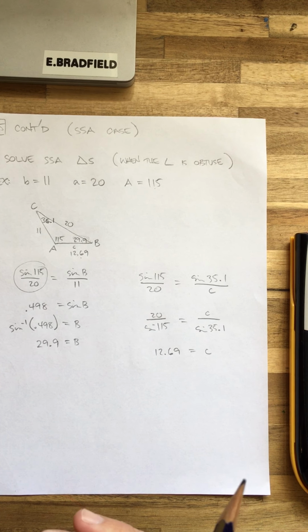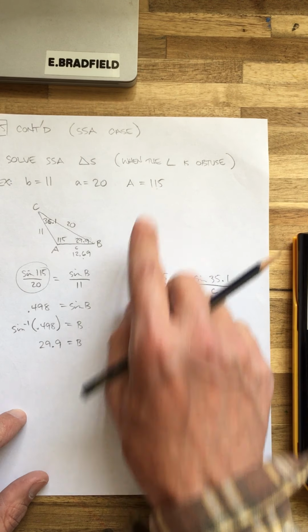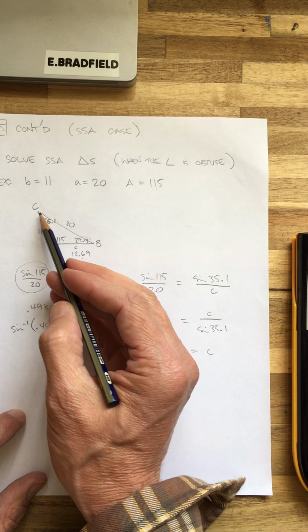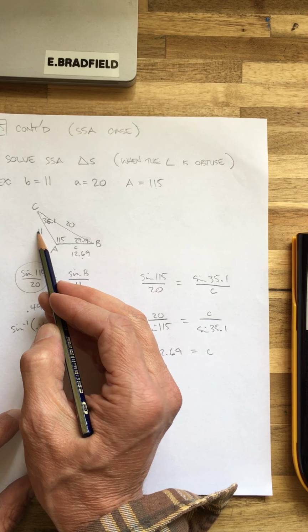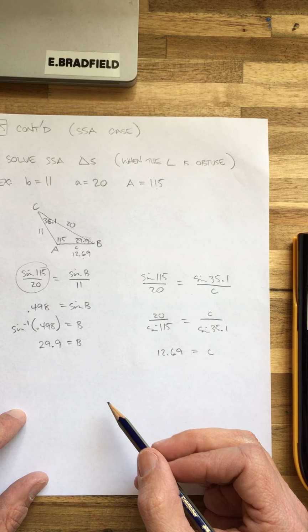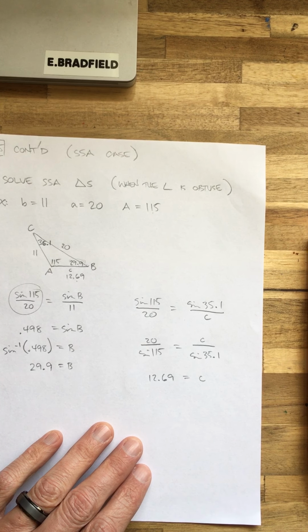So that's the first case. That's when the angle is obtuse. So remember, if the angle is obtuse, this side has got to be bigger than this side. If it's shorter, you're not going to have a triangle. Okay, so that's that. Now let's do part D, solve SSA triangles.